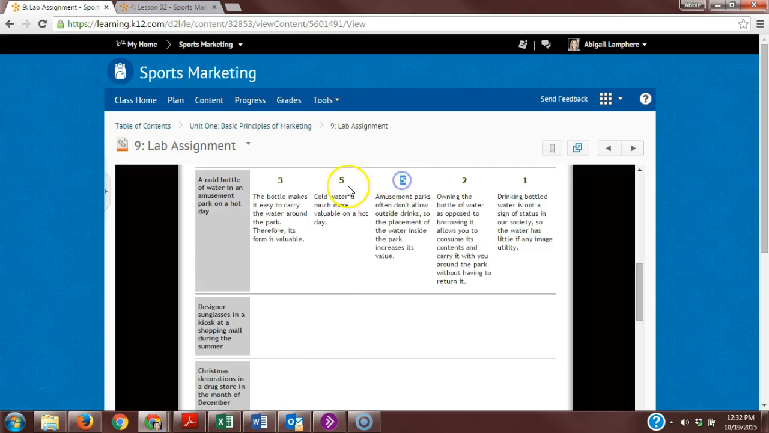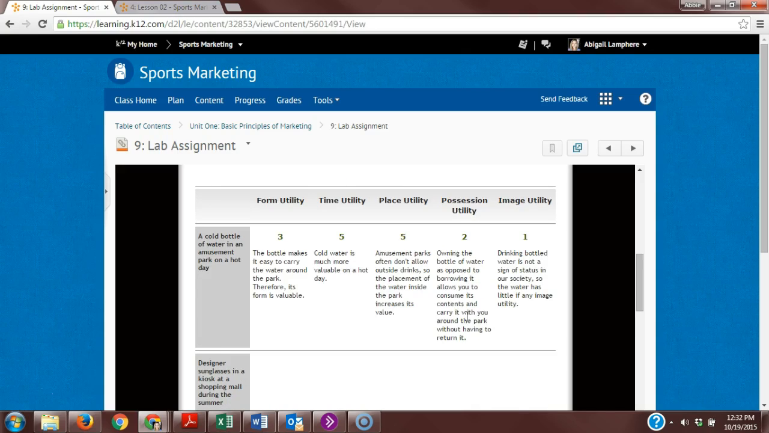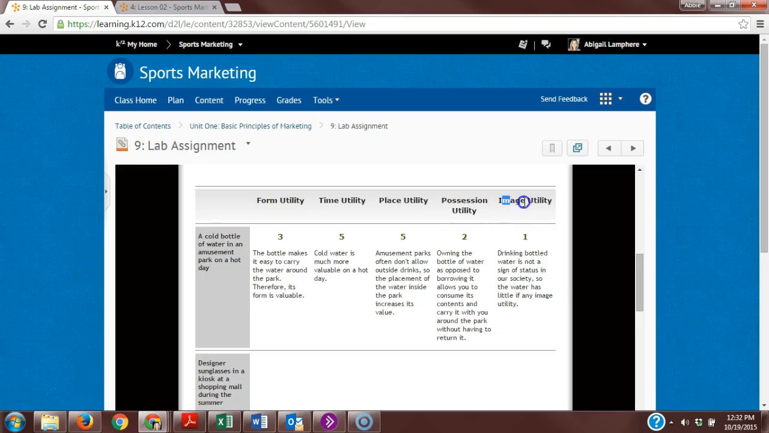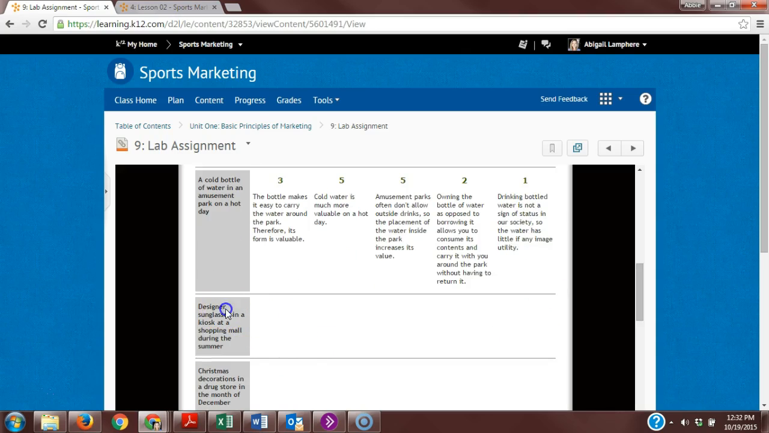So make your own ranking based on your own judgment, and then fill in your explanation of why you're ranking it that way. Possession utility with sunglasses. Obviously, owning the sunglasses rather than borrowing them allows the consumer to keep them all summer long, so that would increase the value some. And then image utility. The fact that they are designer sunglasses should tell you something. Designer items often increase a person's self-esteem or status, making them seem more valuable. So that might actually have a pretty high ranking with image utility.